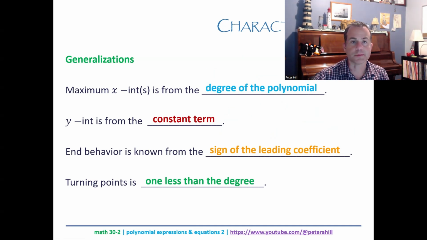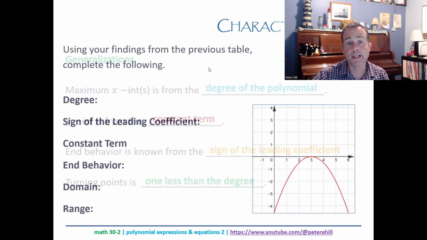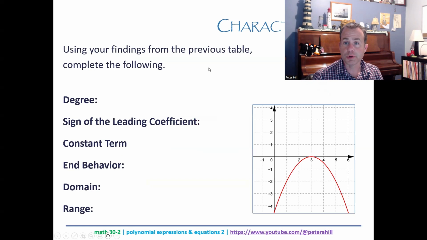All right, that was awesome. So let's now flip it, and I'm going to give you a picture and ask you to come up with some of these things. So using your findings from the previous table, complete the following. When I look at that picture right away, I know that that's a quadratic, and so I'm going to say it's a degree 2.